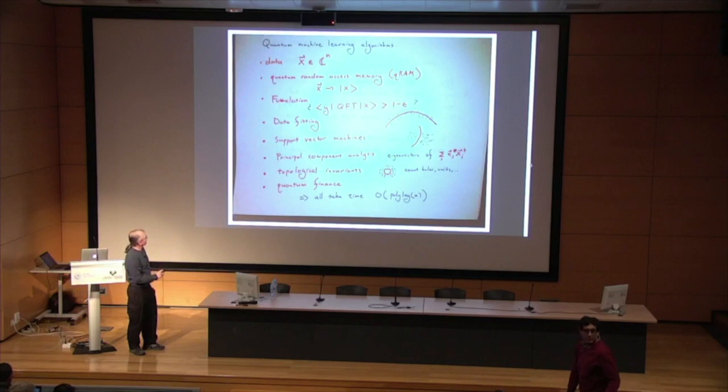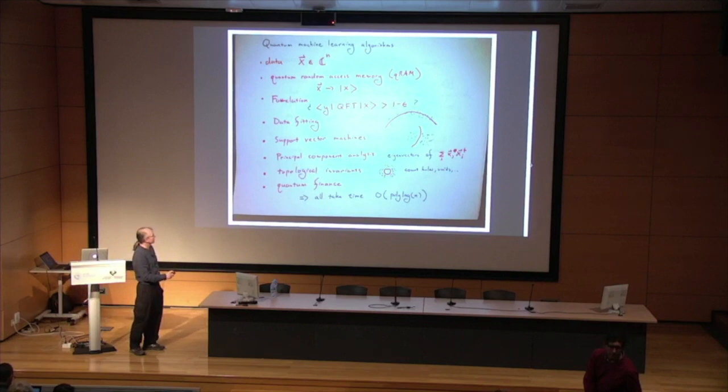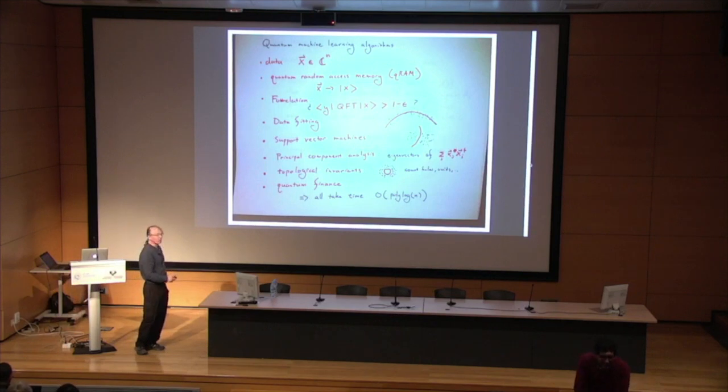We can map it into quantum states. We can do quantum Fourier transforms. We can do data fitting. We can do things like support vector machines, which is finding the optimum separating hypersurface between clusters of data. We can do principal component analysis. We can find topological invariance of data. We can do quantum finance.